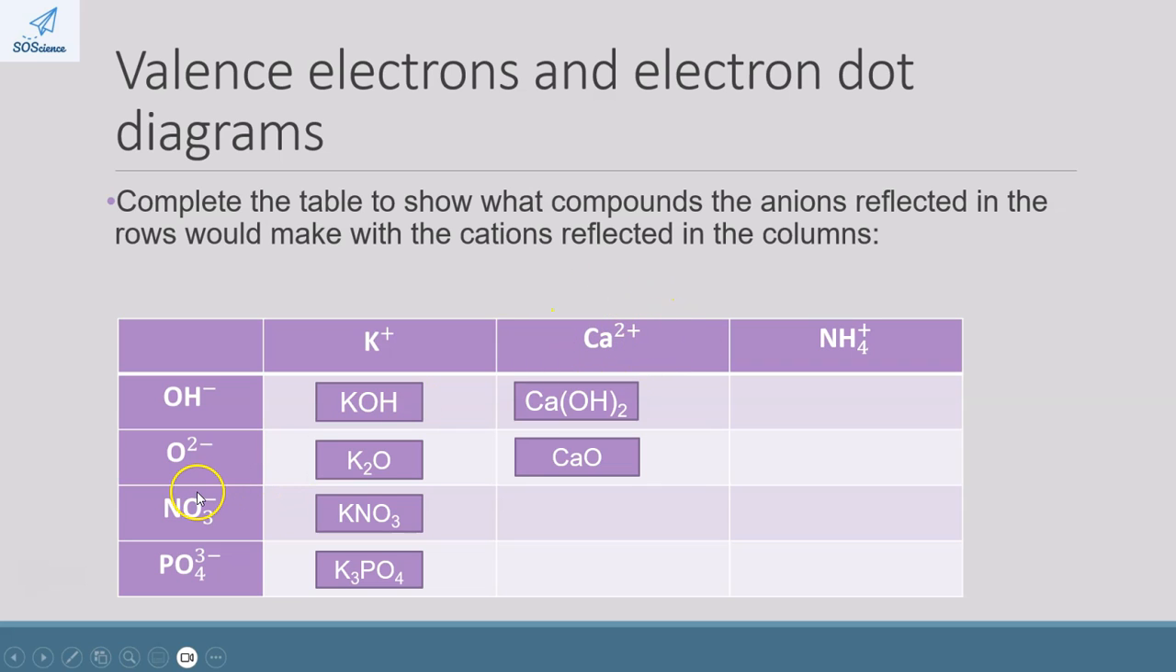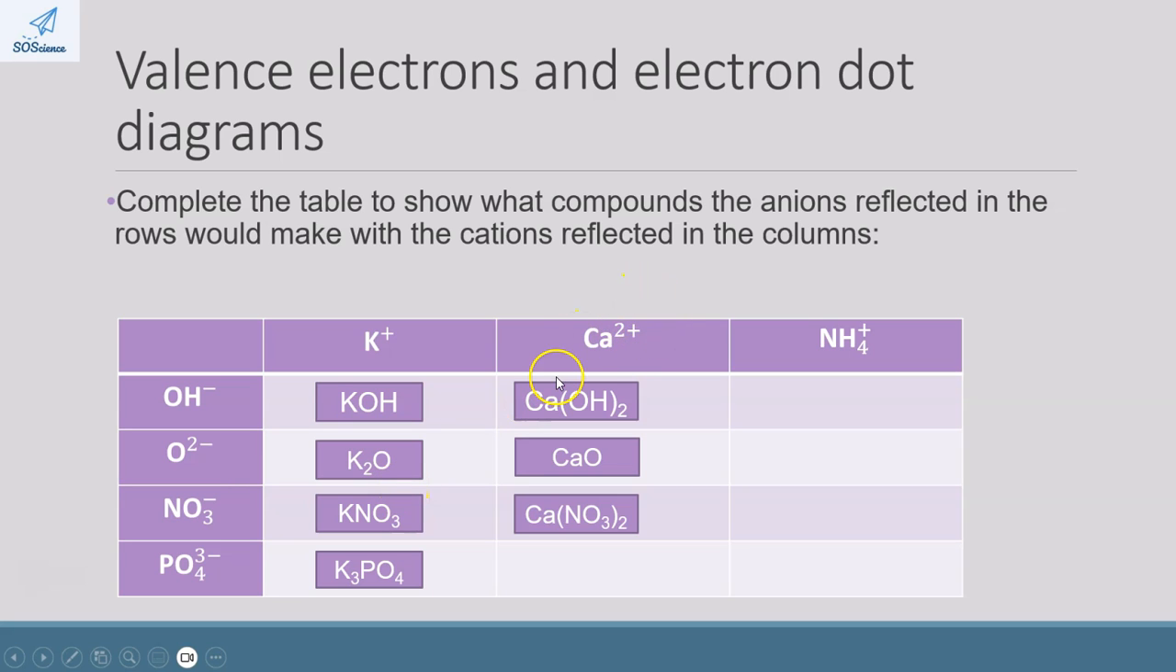2 plus and a single minus. So I need 2 of these nitrate ions in order to balance out 1 calcium ion. Because NO₃ is a family group, the nitrogen and its 3 oxygens cannot be separated from each other. They're going to go in a bracket with a 2 indicated outside the bracket. So it's Ca(NO₃)₂.